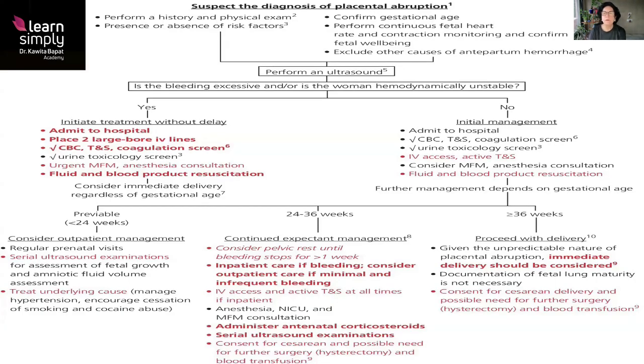So this is the full algorithm chart of placental abruption. While doing the examination and history, we should find that out. Then do the ultrasound, and if bleeding is excessive and the patient is hemodynamically unstable, then we have to treat immediately.